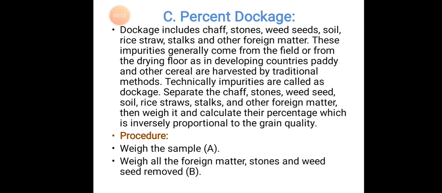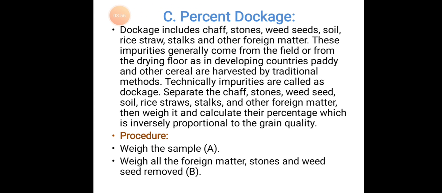Percent dockage. Dockage includes chaff, stones, weed seeds, soil, rice straw, stalks, and other foreign matter. These impurities generally come from the field or from the drying floor, as in developing countries paddy and other cereals are harvested by traditional methods. Technically, impurities are called dockage. Separate the chaff, stones, weed seeds, soil, rice straws, stalks, and other foreign matter. Then weigh it and calculate their percentage, which is inversely proportional to the grain quality.